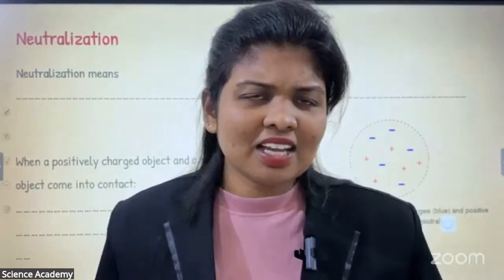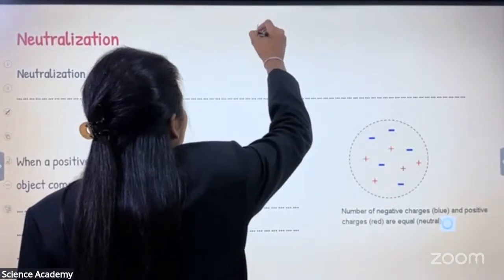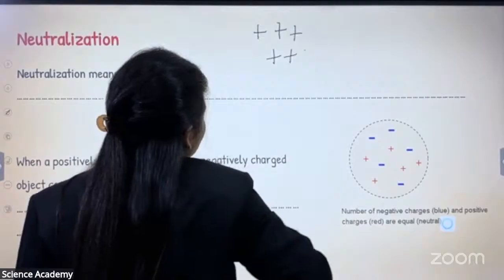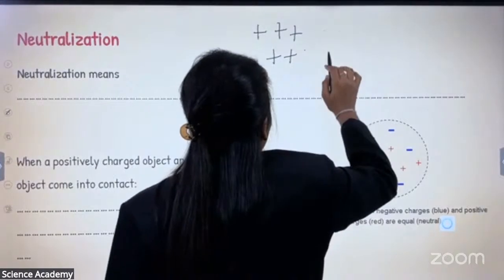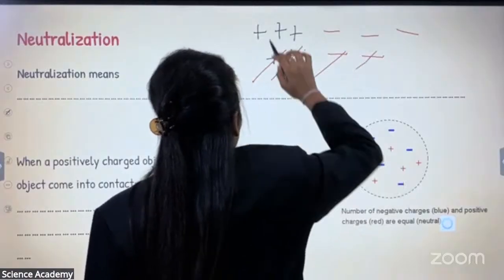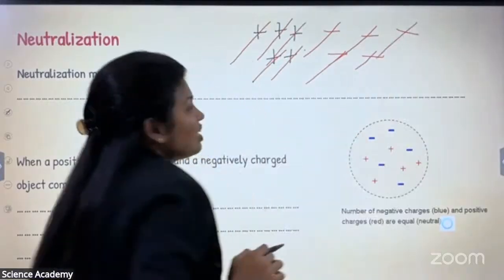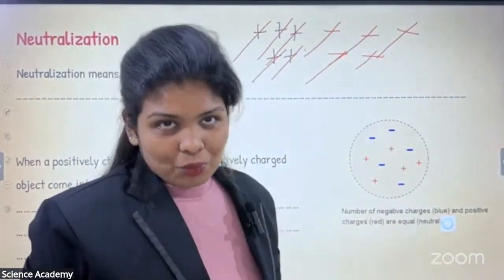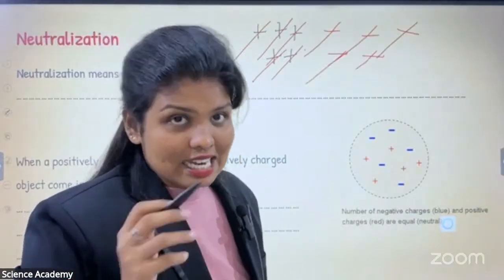Net charge means, imagine that there are 5 positive charges and at the same time there are 5 negative charges. They cancel each other out. These are cutting off. So children, there is no extra one on the positive side or the negative side. So the net charge is 0.